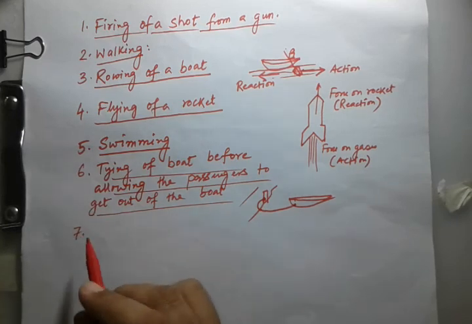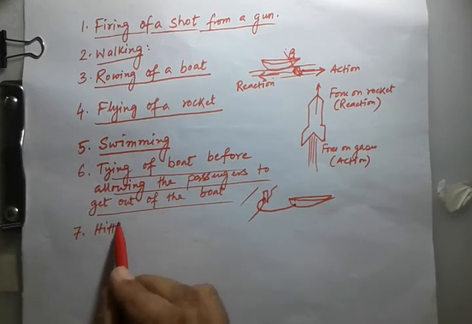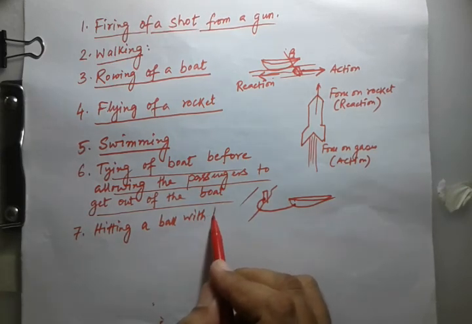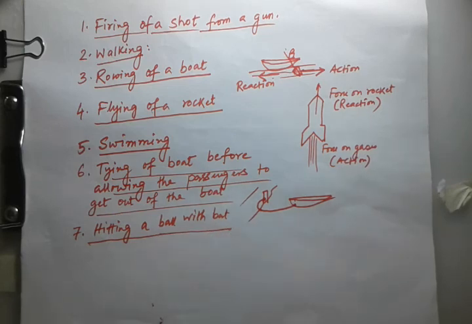Now the next one is hitting a ball with a bat. So you all have seen a cricket match. When the ball is thrown to the batsman and is hit hard with a bat by him, then some action is done on the ball by the bat. If you look at the bat, there may be a deep spot of color left by the ball or some depressions on the bat. You have seen this one. It is due to the fact that the ball has applied some reaction force on the bat.